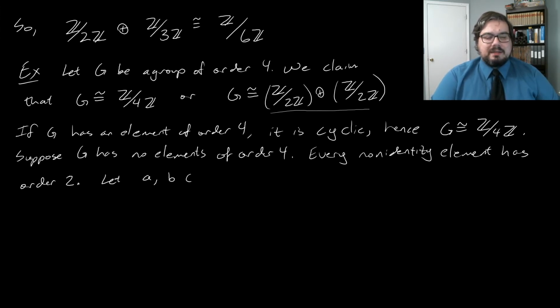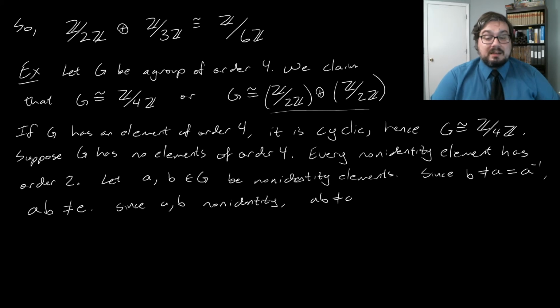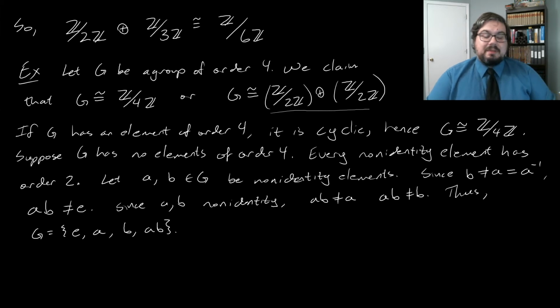Let A and B in G be non-identity elements. Now, since B is not equal to A, but A is its own inverse, since A has order 2, we have that A times B is not equal to the identity. But then also, since A and B are non-identity, we have that A times B is not equal to A, and A times B is not equal to B. Thus, we have that G is entirely described with the elements E, A, B, and AB. Those are the four elements of G under this assumption that it has no elements of order 4.